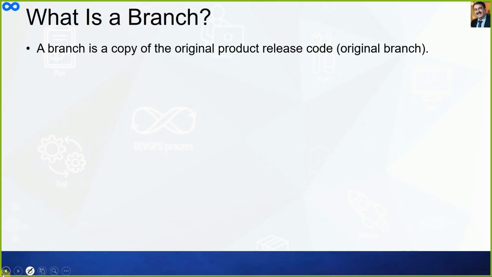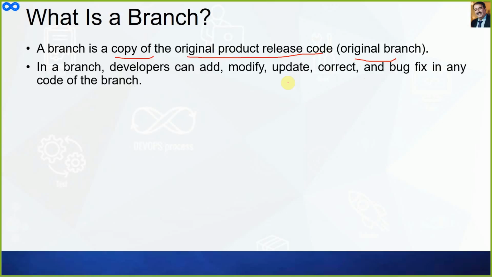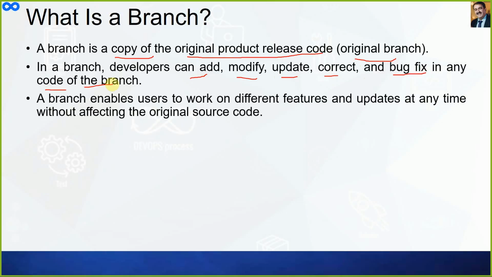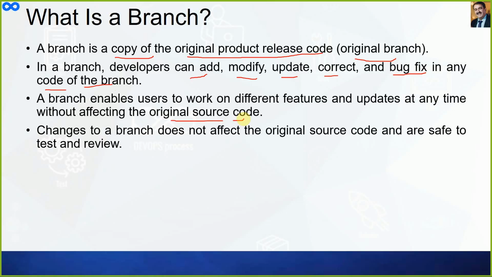So let's define the branch. A branch is a copy of the original product release code. That is the original branch. In a branch, developers can add, modify, update, correct, and bug fix any code of the branch. A branch enables users to work on different features and updates at any time without affecting the original source code. Changes to a branch do not affect the original source code and are safe to test and review. So you can still continue working in the original branch, you can create a new branch, and you can continue working in the old and new branch, and then decide, resolve the conflict and merge the branches.